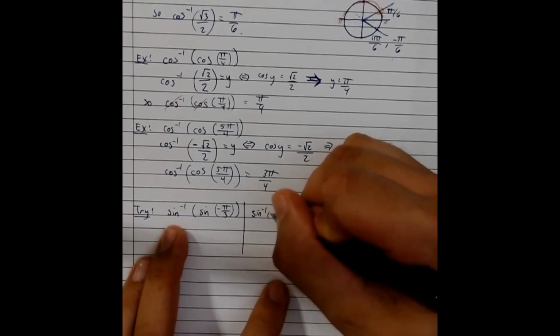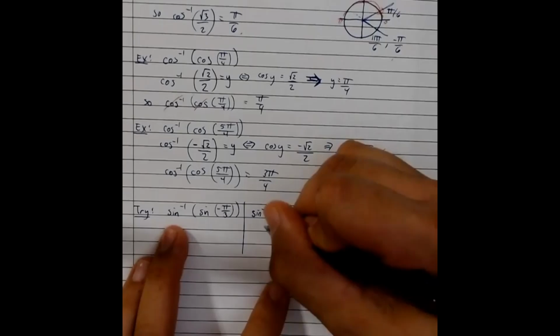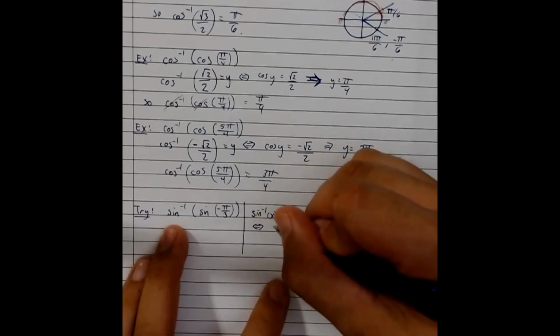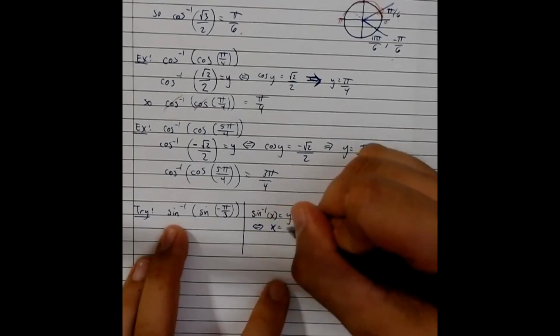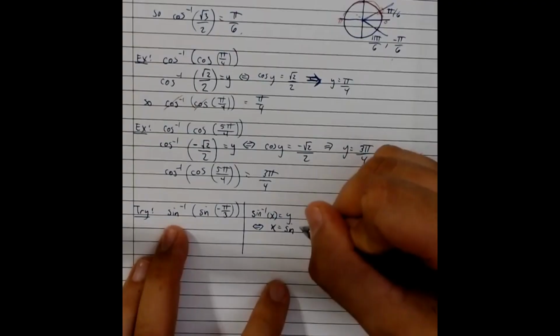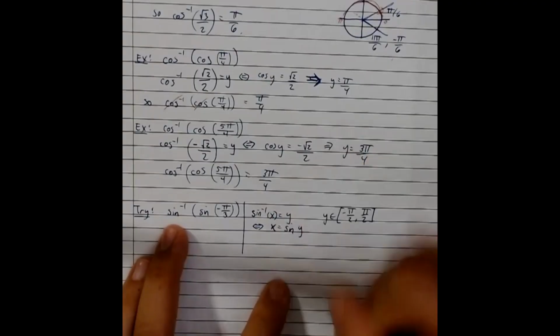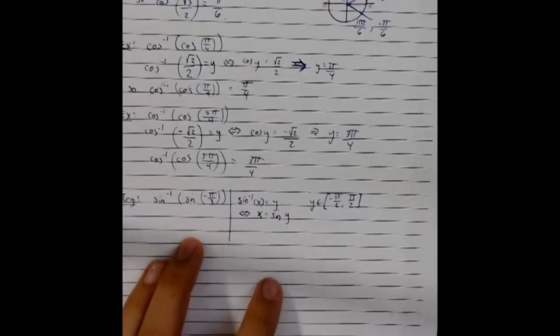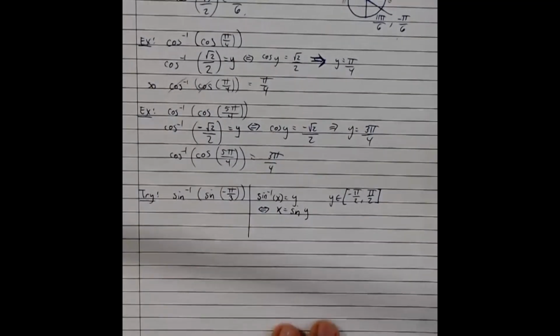Sine inverse of x equals y is exactly the same as saying x is equal to the sine of y, so long as y is in that interval from minus pi over 2 to positive pi over 2. So give that a try.